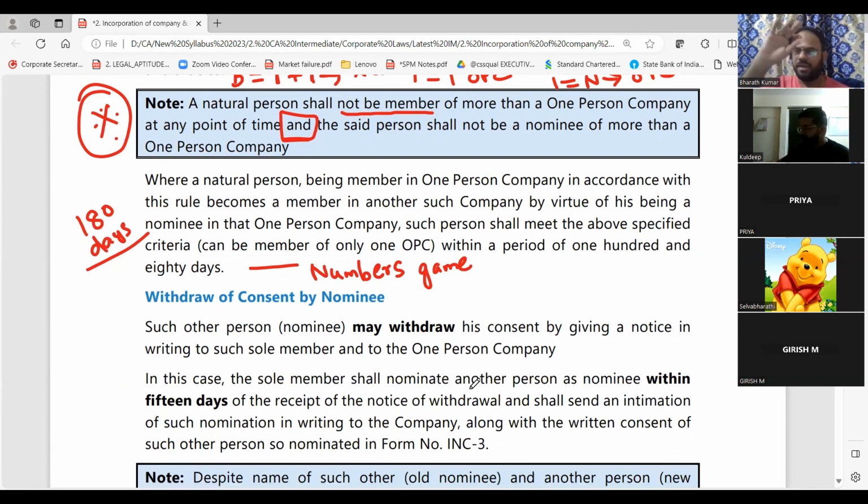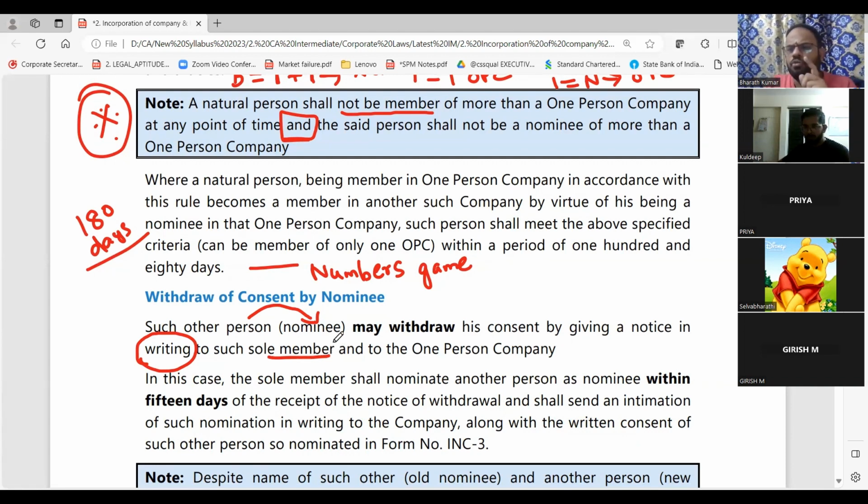Now everything is going perfect till now, so no problem. Now, withdrawal of consent of nominee. I am saying I don't want to be a nominee for you as a member. That's the next point. What will he do, what is the deadline? Such other person, such other person means what? Nominee may withdraw his consent by giving a notice in writing. So how will you give notice? In writing to that sole member and to the one person company.